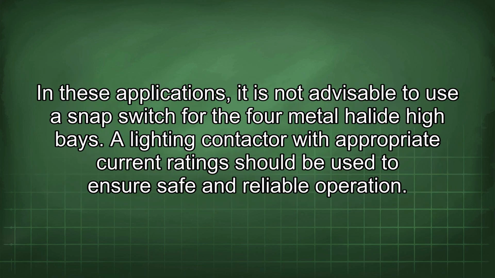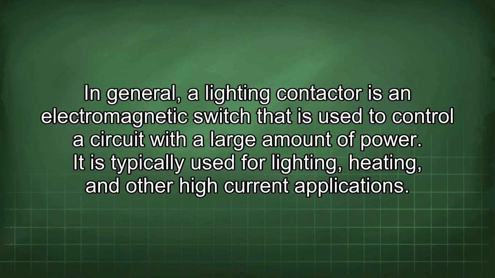In these applications, it is not advisable to use a snap switch for the 4-metal halide high bays. A lighting contactor with appropriate current rating should be used to ensure safe and reliable operation. In general, a lighting contactor is an electromagnetic switch that is used to control a circuit with a large amount of power. It is typically used for lighting, heating, and other high current applications.